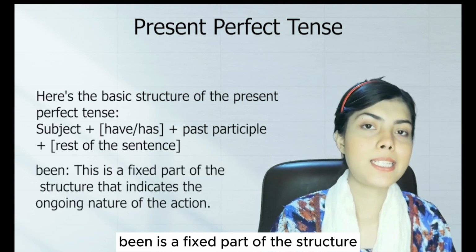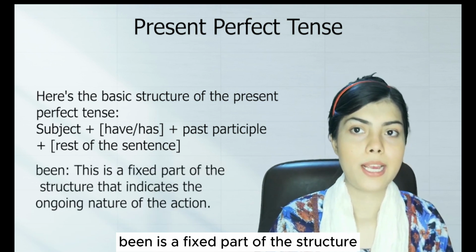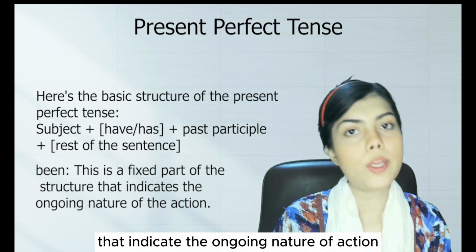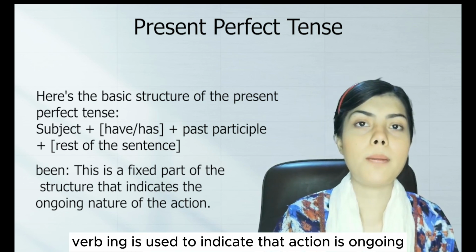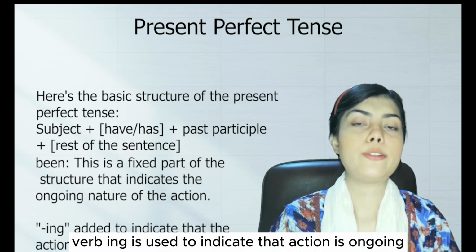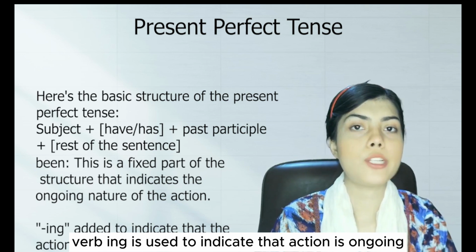Been. This is the fixed part of the structure that indicates the ongoing nature of the action. Verb plus ing. Ing is used to indicate that the action is ongoing.